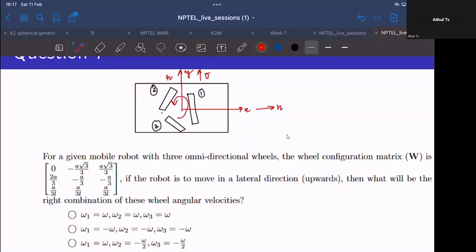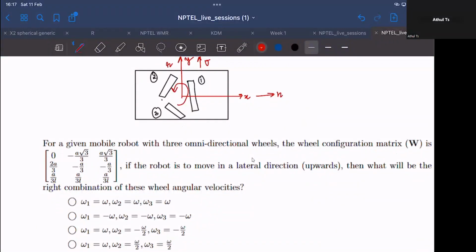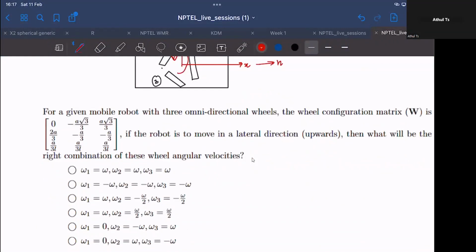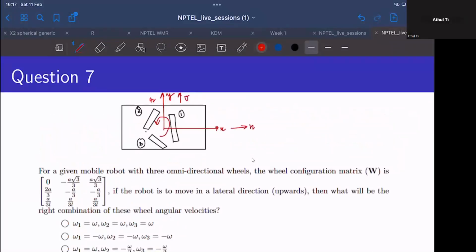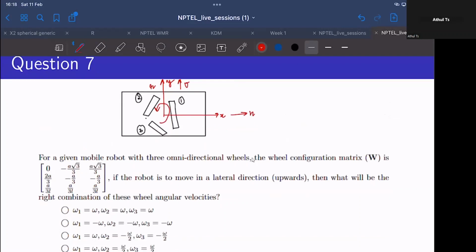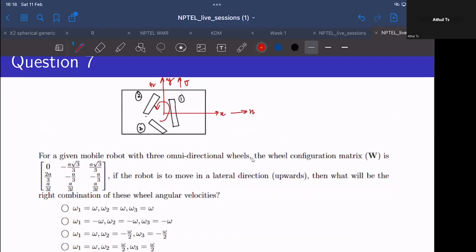So the question says, for a given mobile robot with 3 omnidirectional wheels, the wheel configuration matrix is given. If the robot is to move in a lateral direction upward, then what will be the right combination of these wheel angular velocities? Again, I hope we don't have any confusion regarding what is lateral and longitudinal direction. Along this x-axis is what we call the longitudinal direction.